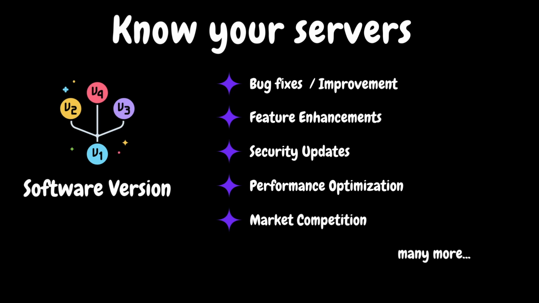Market competition. In a competitive market, software companies continuously evolve their products to stay ahead. New versions can introduce innovations that help software stay relevant and competitive. These are just a few reasons, and there could be many more reasons depending on the type of software and need. As performance testers, we should be aware of the version that we are conducting our testing on. This will also be applicable to the actual software or application that we are testing.